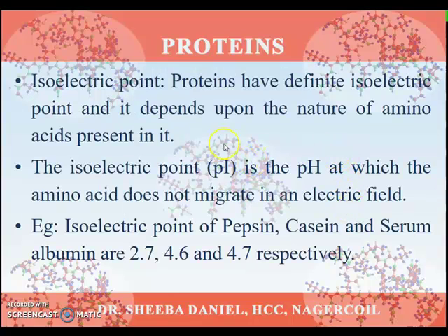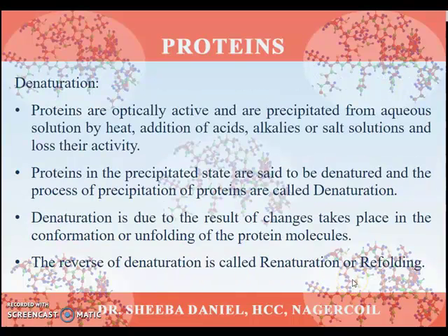The next property is the isoelectric point. Proteins have a definite isoelectric point, and it depends upon the nature of amino acids present in it. The isoelectric point is the pH at which the amino acid does not migrate in an electric field. For example, the isoelectric points of pepsin, casein and serum albumin are 2.7, 4.6 and 4.7 respectively.